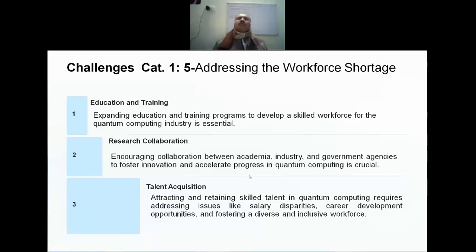People in teaching are not actually involved with the industry. Industry-academia collaboration is not available, in India at least. So that's why you are not able to generate the proper workforce in the same field.